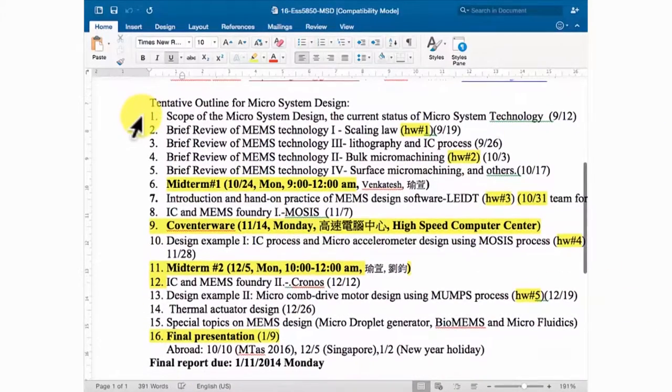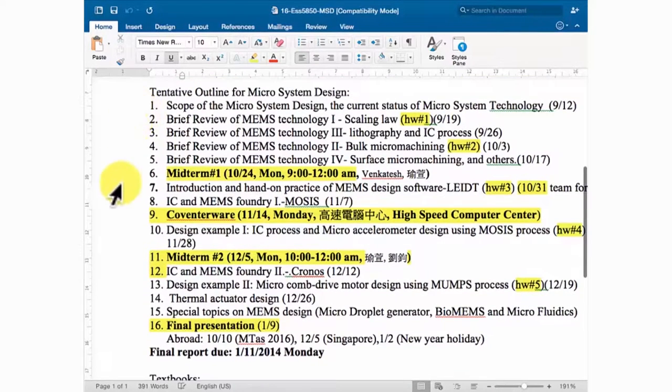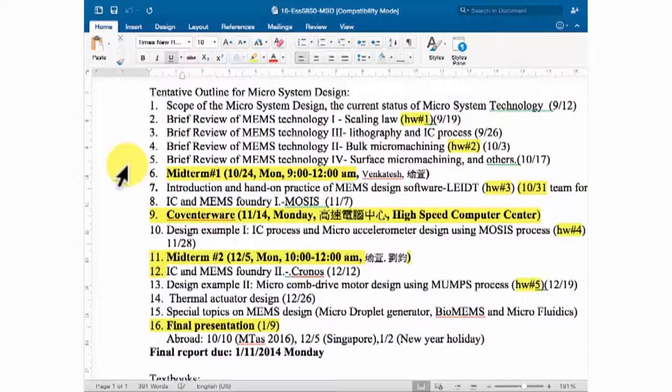Now we will go to the tentative outline for Microsystem Design. We have 16 weeks, so we divide our course into 16 different topics. These 16 topics include two midterms and one final presentation. We consider the midterms and the final presentation as part of our course.